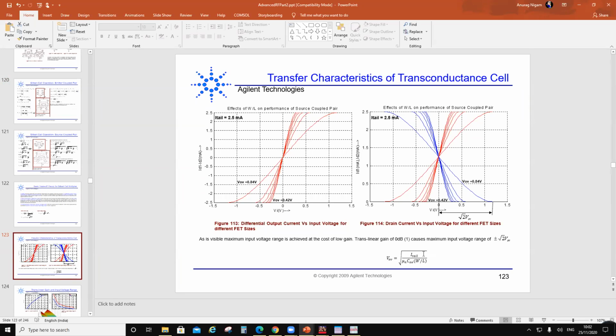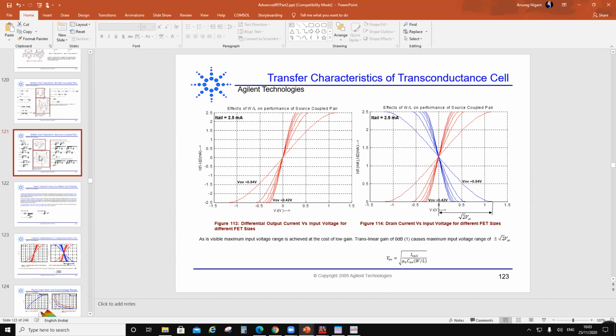So if I use I tail to improve the input voltage range, or rather the compression characteristics, then I tail has a problem, because the gain is directly affected by I tail, while the overdrive voltage is affected by the square root of I tail. So that's not a good procedure to do that. The other would be if I reduce W by L. So this is going to be a good way of doing it.